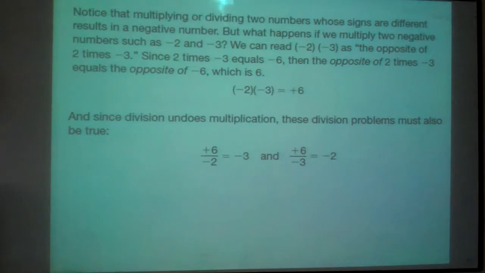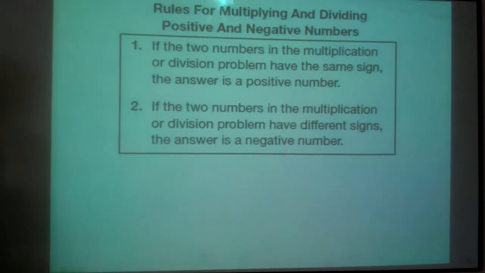And since division undoes multiplication, these division problems must also be true. So 6 divided by -2 is -3. 6 divided by -3 is -2. Alright, so basically we just want to remember these rules for multiplying and dividing. If the 2 numbers in the multiplication or division have the same sign, the answer is positive. If the 2 numbers have different signs, the answer is negative.